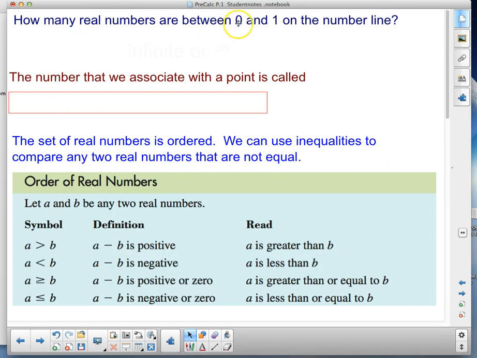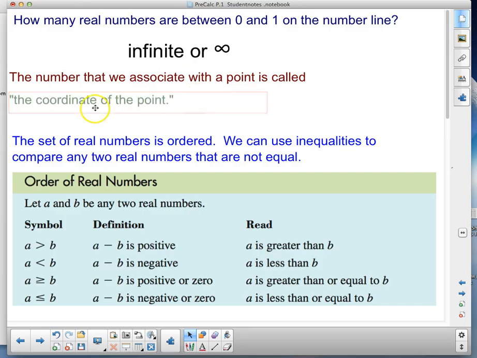How many real numbers are between 0 and 1 in the number line? Well, I'm sure some of you are trying to think about what I'm getting at, but there are infinitely many, or lazy 8. That's the symbol representation of infinity. The number that we associate with a point is called the coordinate of that point. Okay, so remember, the coordinate is the number of the point.